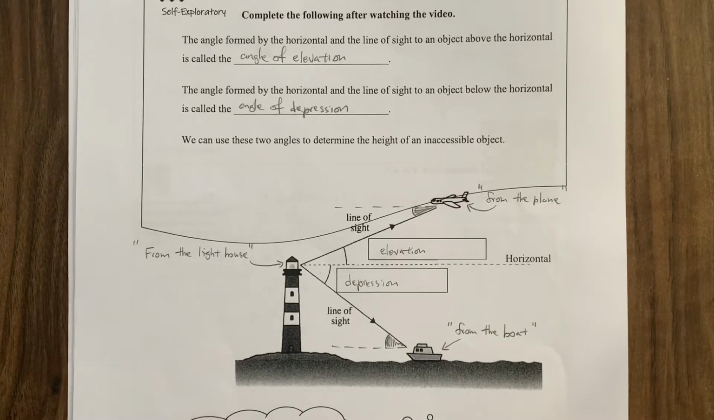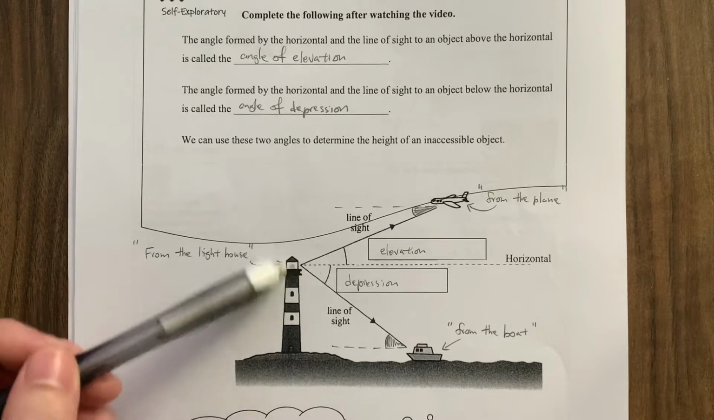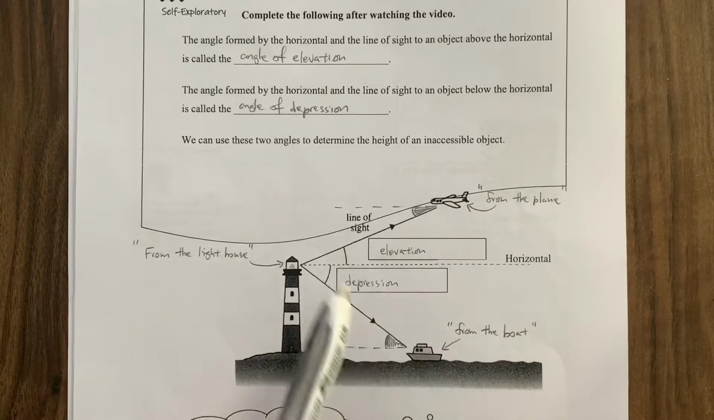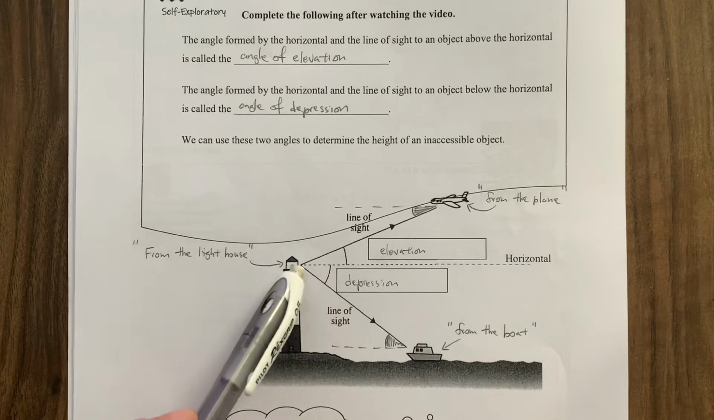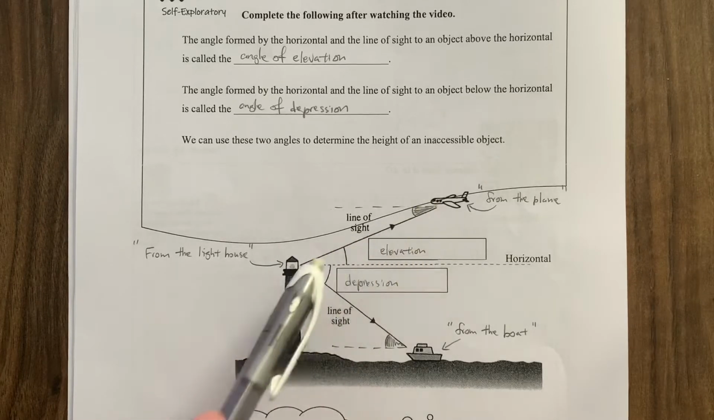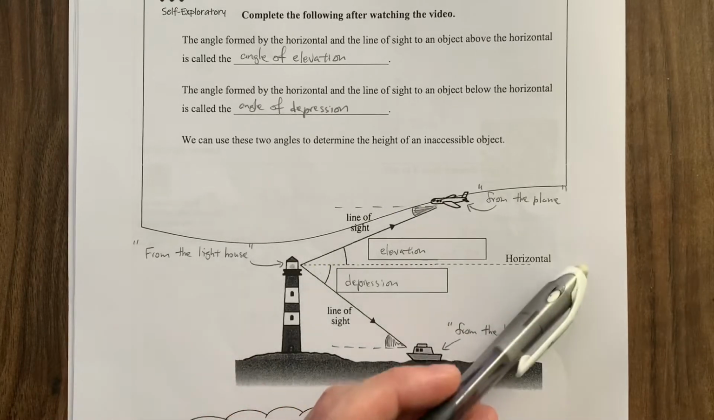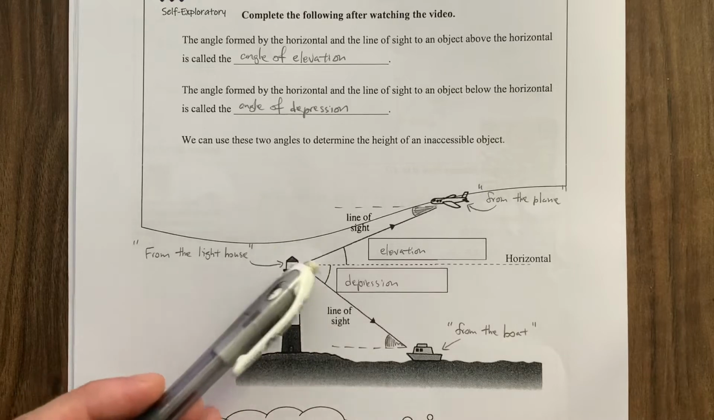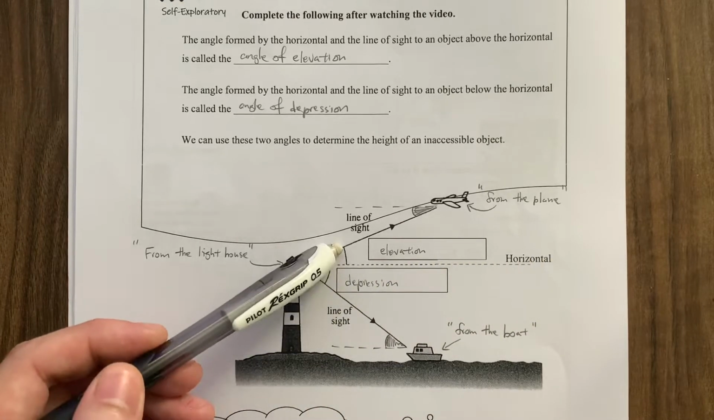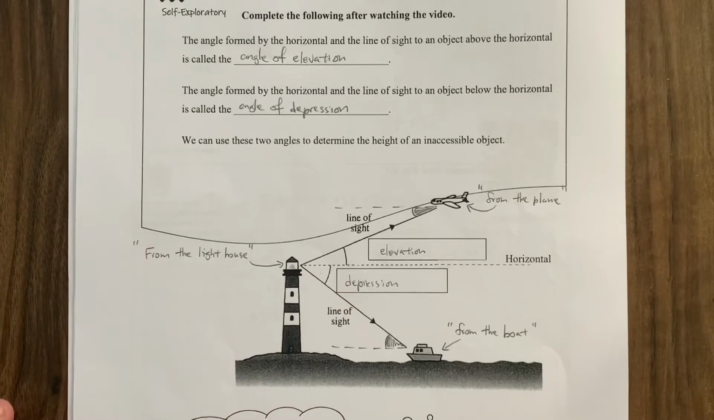Okay, so what we do is we have two things involved here. We have the lighthouse, and let's say we have the plane. You can see that from the top of this lighthouse, if I look at the plane, I have to look up, because the plane is in the sky. And then if I look straight ahead, this is what I call the horizontal line, the so-called ground, or flat ground. And this angle, when I look up, is what we call the angle of elevation.